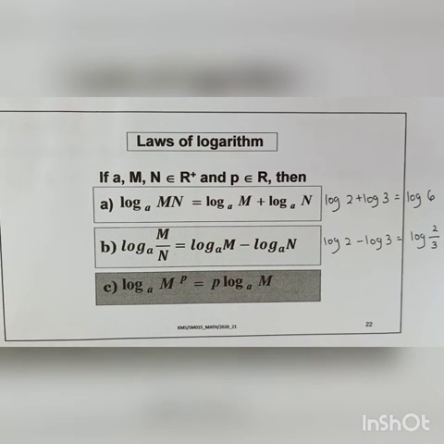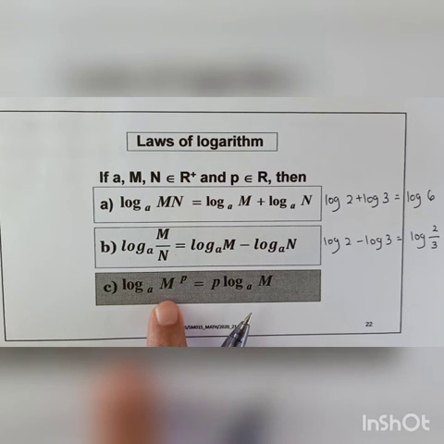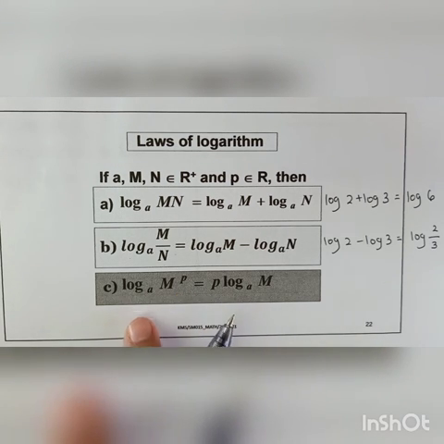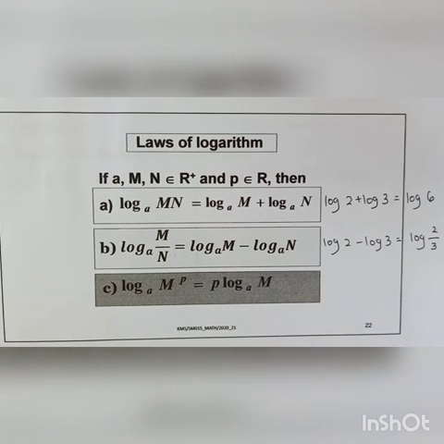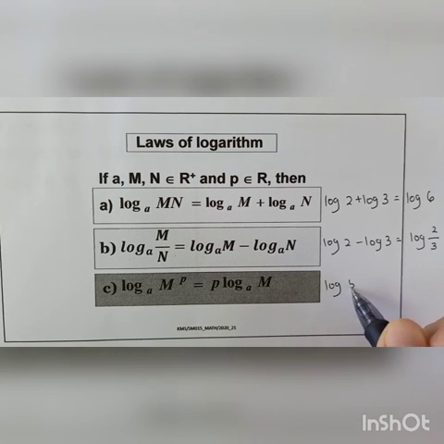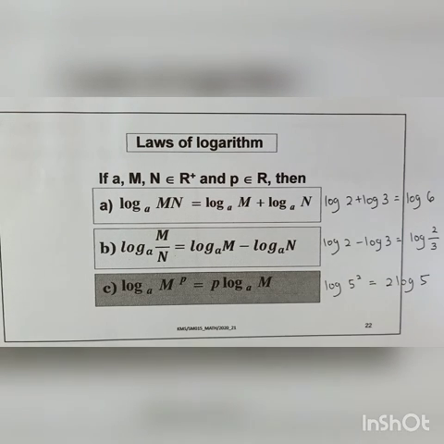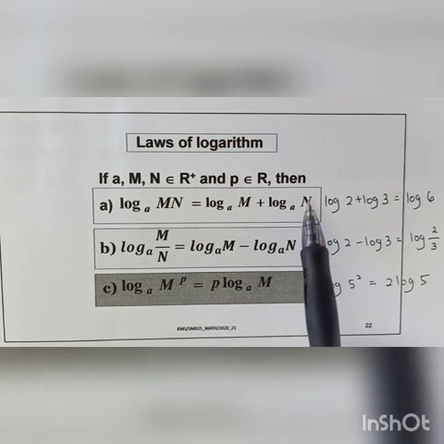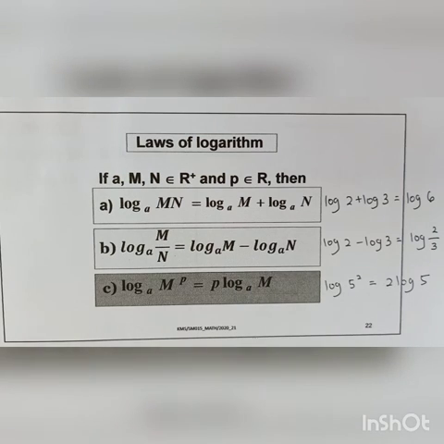Okay, for the third law, log of M to the power of p base a is equal to p times log M base a. For example, log 5 squared base 2 equals 2 log 5. Okay, make sure the bases are the same before we apply this law.